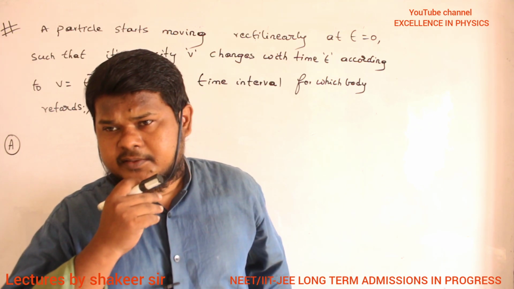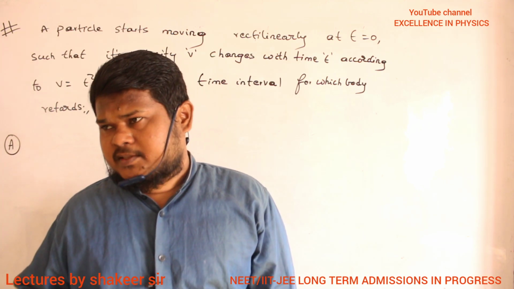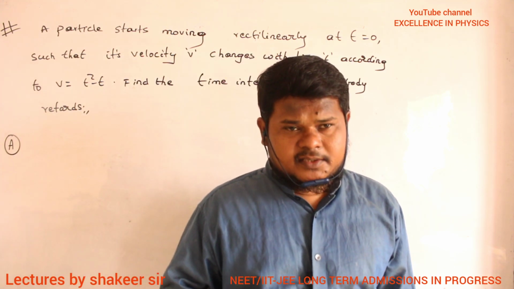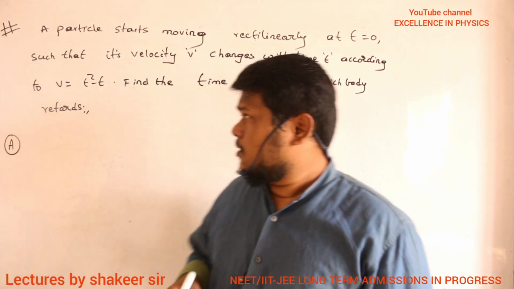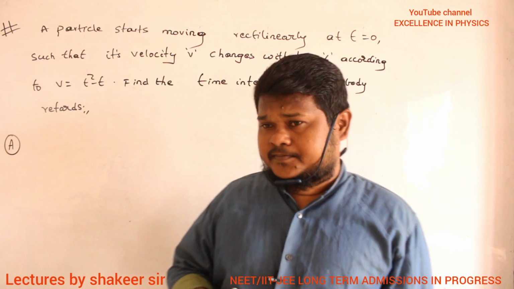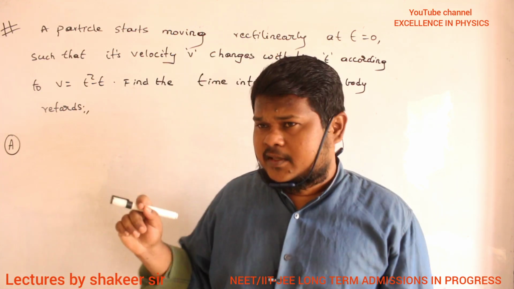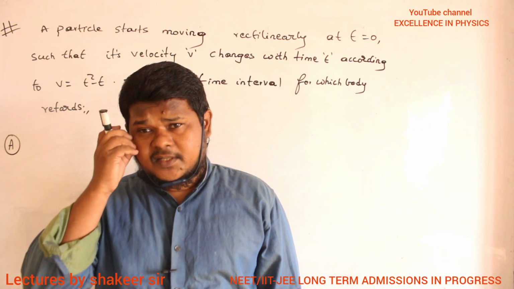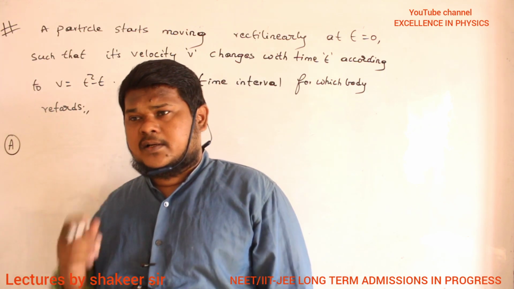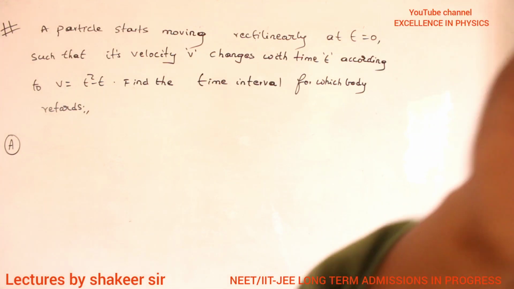What is meant by retardation? Negative velocity, that means its velocity direction has changed. That is called retardation. Its velocity is continuously reducing. So that time interval you are supposed to calculate. Try for 2 minutes and see what answer you will get.